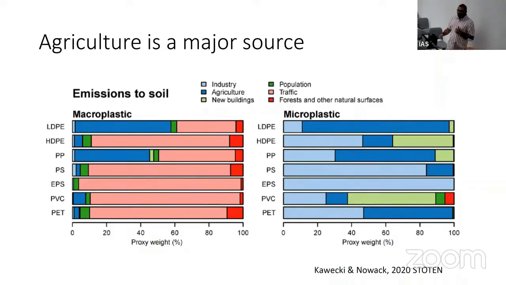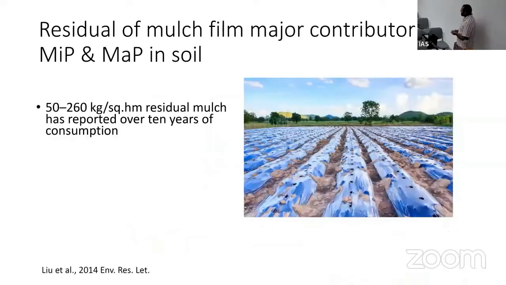But if you look at the left picture here, the light red color indicates that macroplastics come from traffic. If you look at the first line, it's also blue, which indicates LDPE. What is LDPE? LDPE is low density polyethylene that is used for agricultural mulching. LDPE is the most abundant form of microplastic present in the soil that we see lately.